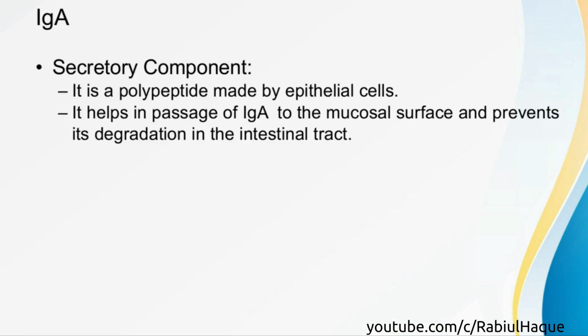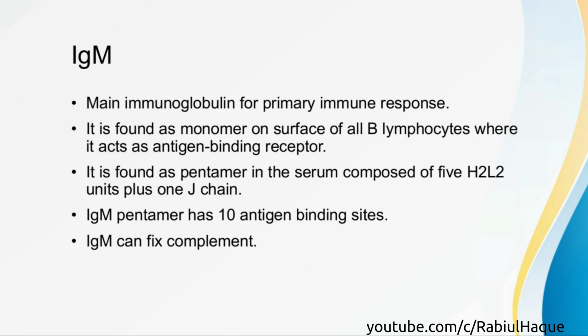So what do we mean by secretory component? It is a polypeptide made by epithelial cells. It helps in passage of immunoglobulin A to the mucosal surface, and it also prevents its degradation in the intestinal tract. Moving on to immunoglobulin M, it is the main immunoglobulin for primary immune response.